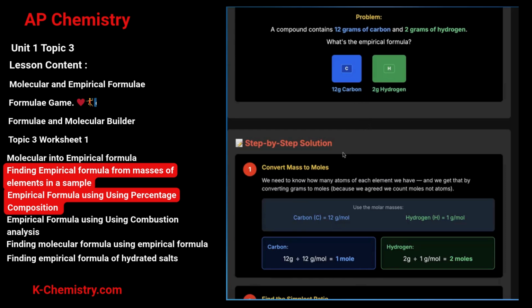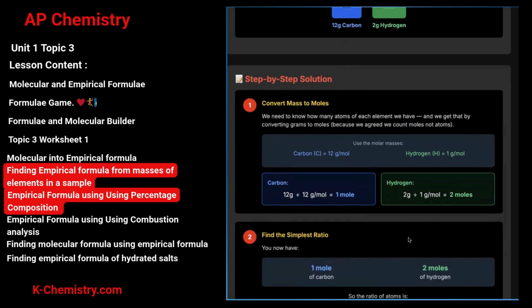We do this by dividing the mass by the molar mass for every one of them. So the first step converts the masses to moles. The 12 grams of carbon will be divided by 12 grams per mole, which is its molar mass. We get 1 mole. And the 2 grams of hydrogen divided by 1 gram per mole, which is its molar mass, we get 2 moles. So the ratio tells us that for every mole of atoms of carbon, we have 2 moles of hydrogen.